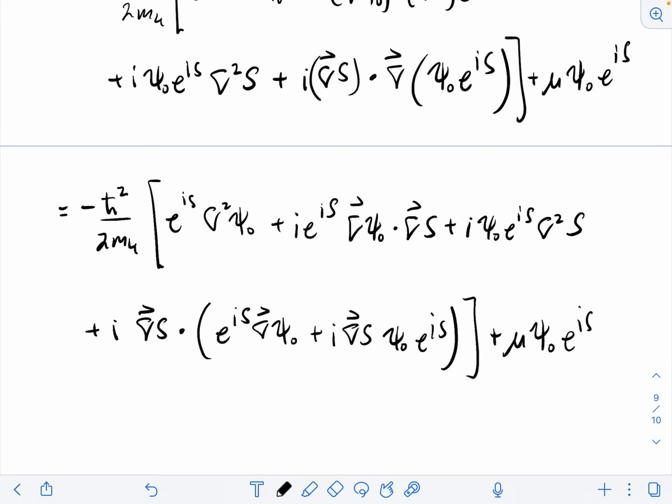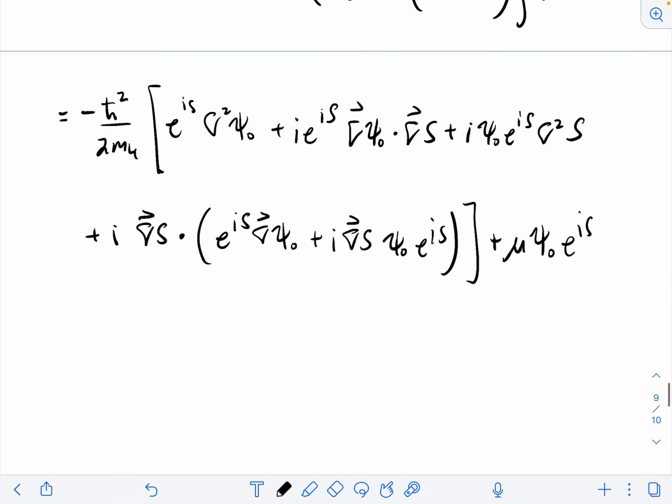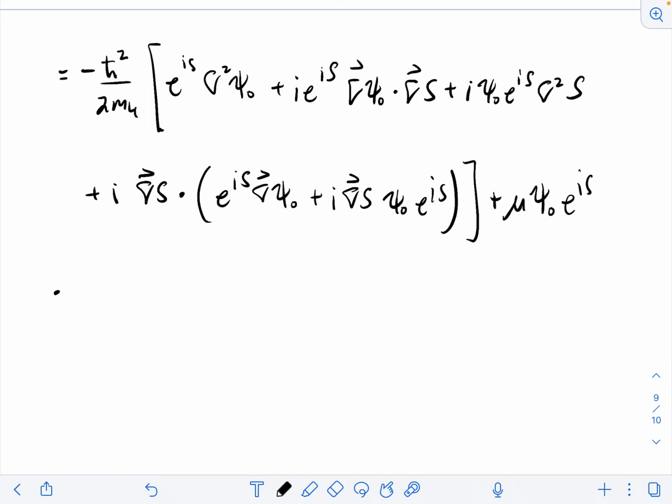Okay, so let's just write out the whole thing again. So we have the left-hand side, which involved the time derivatives.